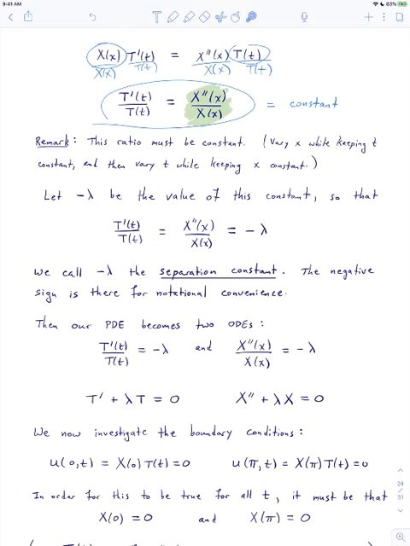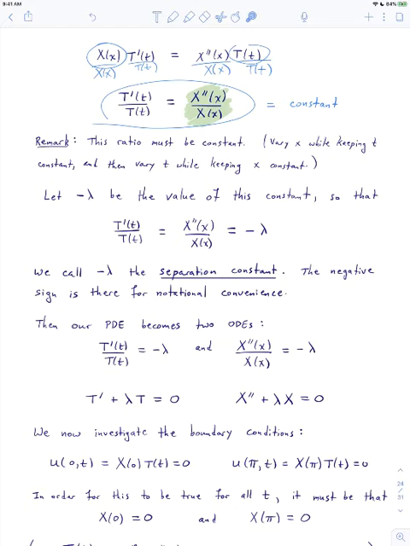The boundary conditions tell us that the temperature is a constant 0 at all times on the boundary. So u at 0, t is equal to 0 for all t, and u at pi, t is equal to 0 for all t. But u at 0, t is equal to X at 0 times T at t. And u at pi, t is capital X at pi multiplied by capital T at t. Now each one of these is equal to 0. Each one of these products is equal to 0 for all t.